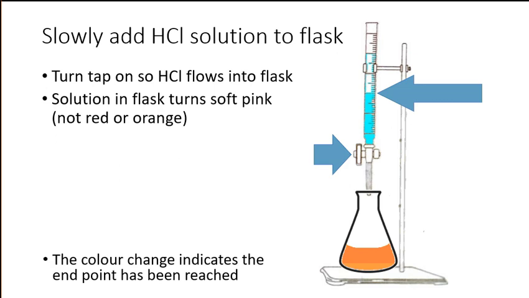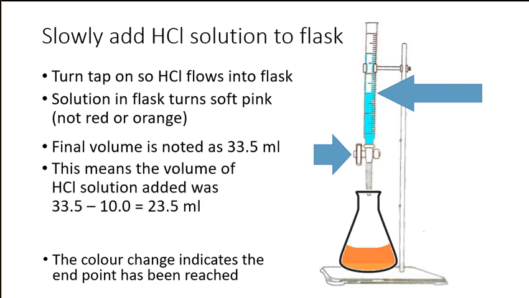The colour change indicates the end point of the reaction has been reached. The final volume is noted. In this case, it's 33.5 ml. That means that 33.5 minus 10, the initial reading from the burette, gives me 23.5, that's the amount of HCl solution that was added. The titre is said to be 23.5 ml.